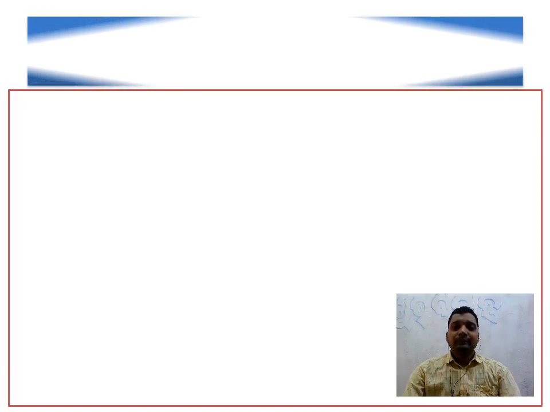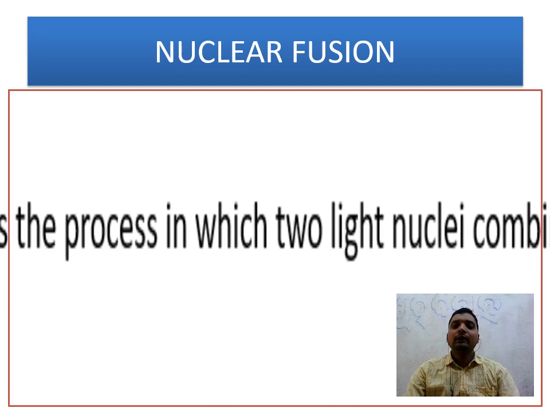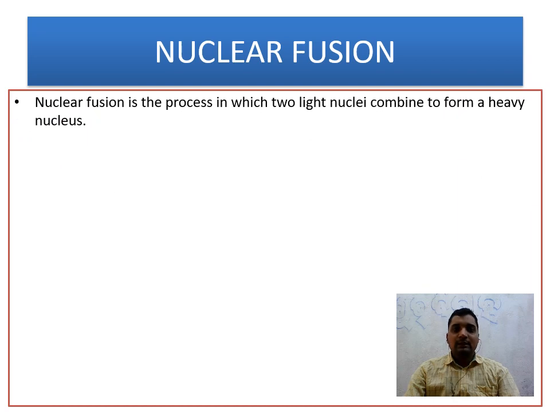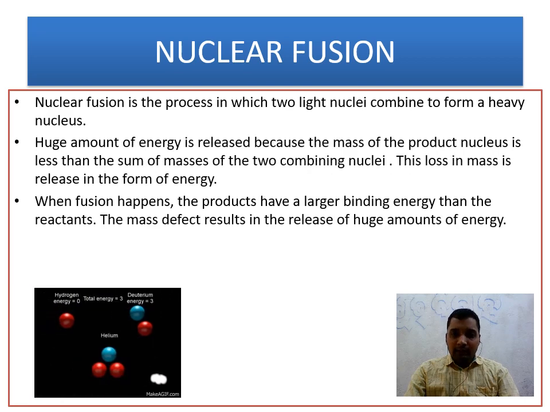Another one, if we look, is nuclear fusion. One type of reaction, nuclear fission, is where a heavy nucleus breaks down to give lighter ones. But in nuclear fusion we get the opposite: in this process two light nuclei combine to form a heavy nucleus, meaning small nuclei join together to form a heavy one. In this process also, a very high amount of energy is released.